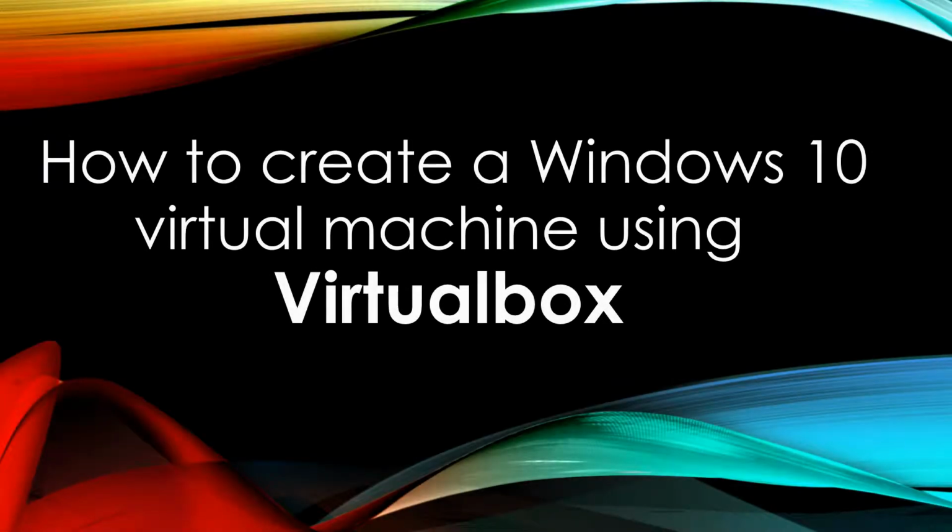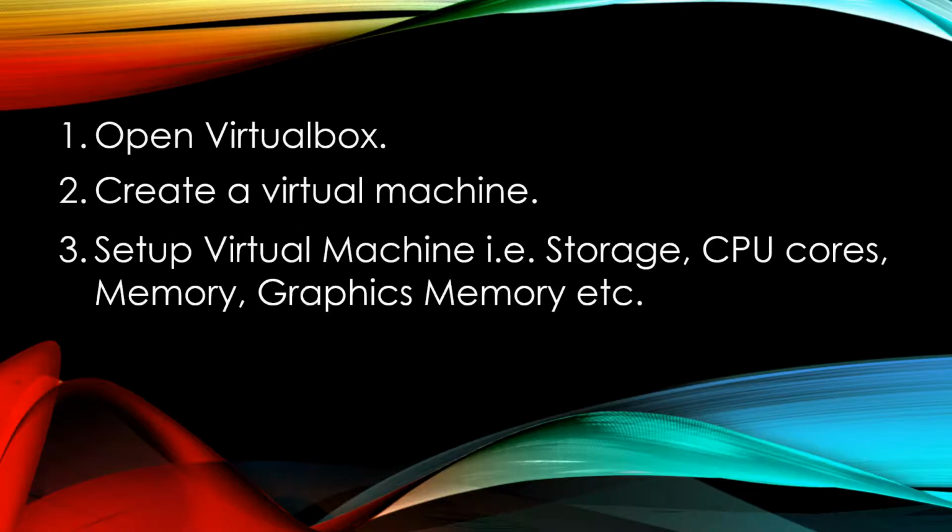Hi everyone, in this video we're going to install Windows 10 onto a virtual machine using Virtualbox. What we're going to do is first of all start by opening Virtualbox, then we're going to create a virtual machine. After that we'll set up the virtual machine in terms of how much storage space it will use, how many CPU cores we want it to have, how much memory we're going to allocate to it, and also things like the graphics memory as well.